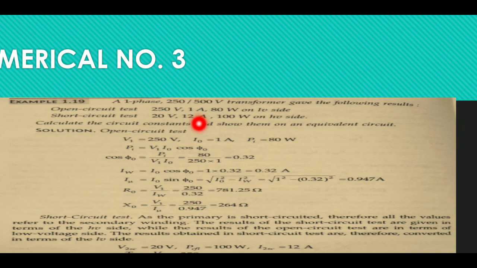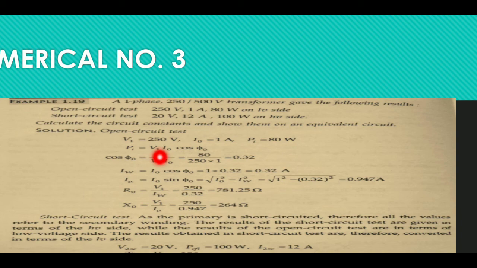We know that we can get this from the open circuit test, and 80 watt is the iron loss on the LV side or low voltage side. And the short circuit test results are 20 volt, the short circuit voltage, 12 ampere, the short circuit current or full load current, and 100 watt, the I square R loss or full load copper loss on the HV side. Calculate the circuit constants and show them on an equivalent circuit. So we have to find out the circuit constants or circuit parameters.